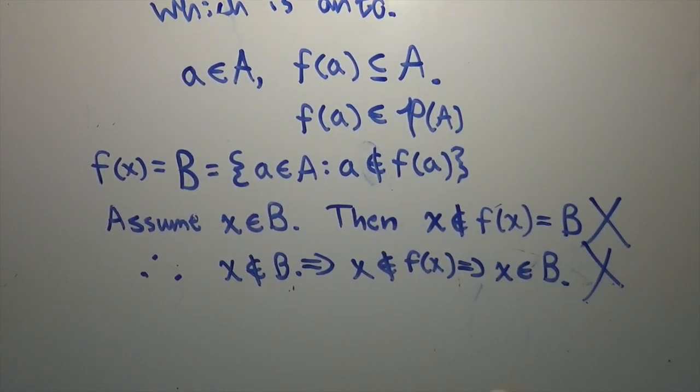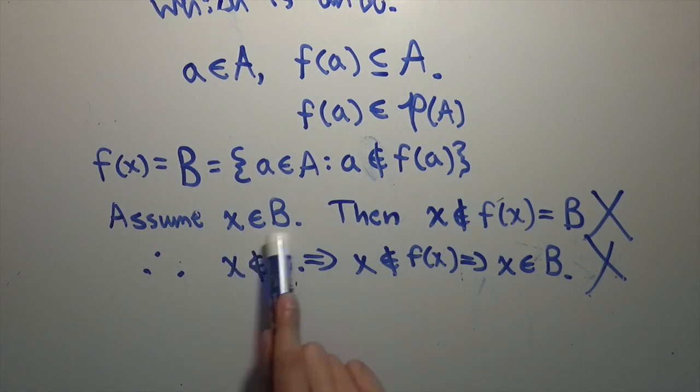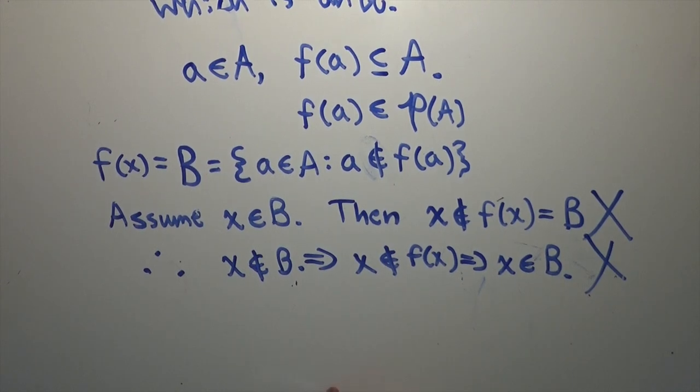And then either that element x is in B or it isn't. If it's in B, we get that it isn't in B. And if it isn't in B, we get that it is in B. Which is a contradiction. That's not possible. You can't have both of those things be true at the same time. And so that's the full contradiction.